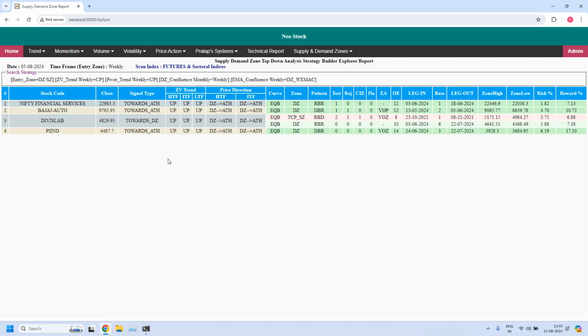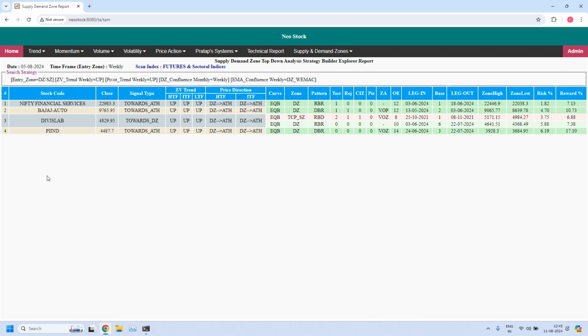These 4 stocks have a zone violation trend as an uptrend, the swing high low trend is also an uptrend, and we also have EMA confluence, that is a demand zone with weekly EMA confluence, and we have also seen demand zone confluence. See, this one is EMA confluence, this is a demand zone confluence, that is monthly and weekly. So these are all high probability setups.